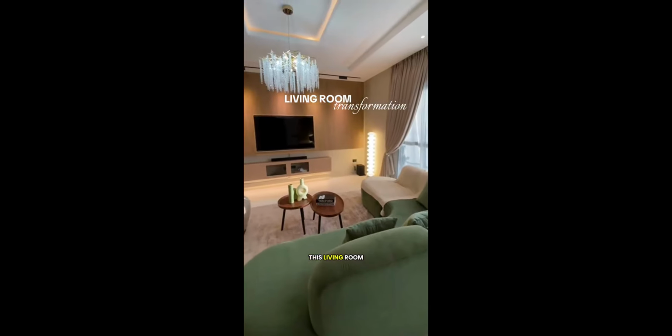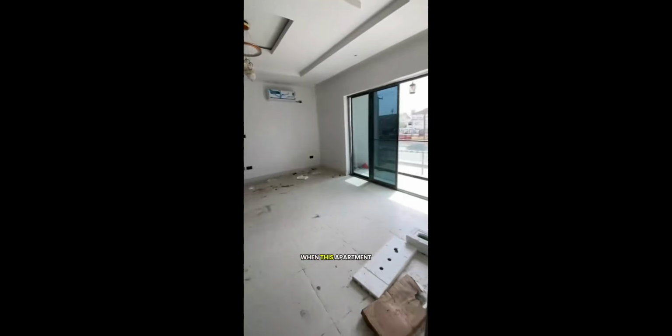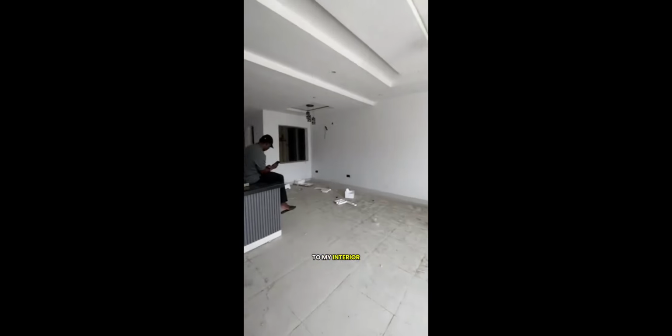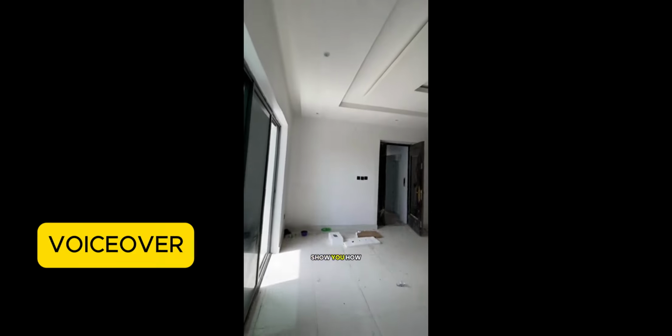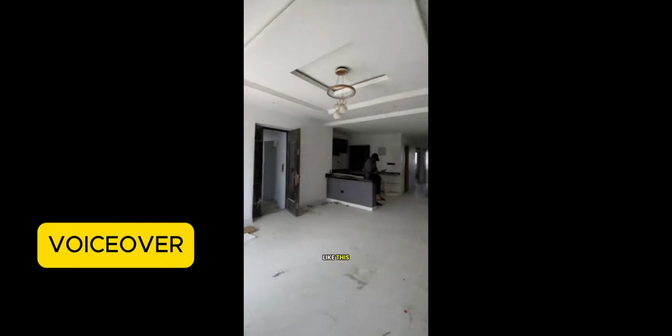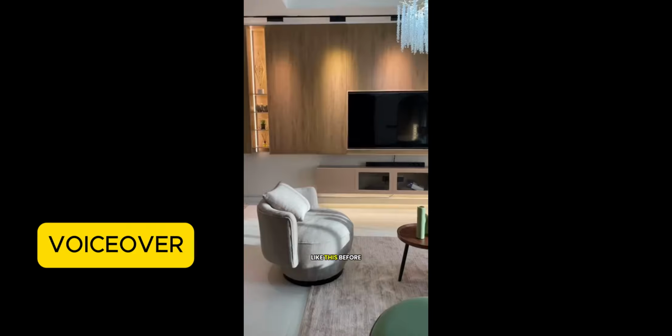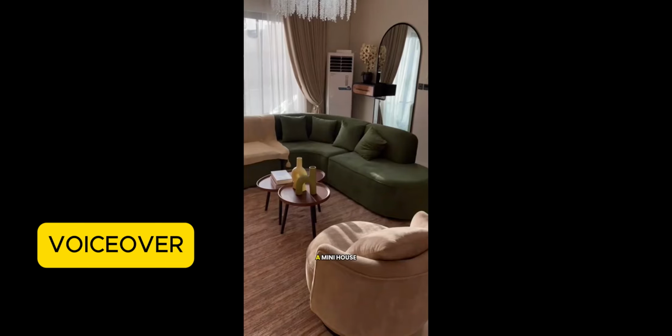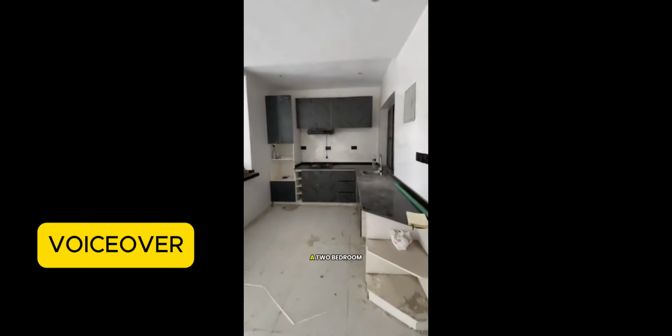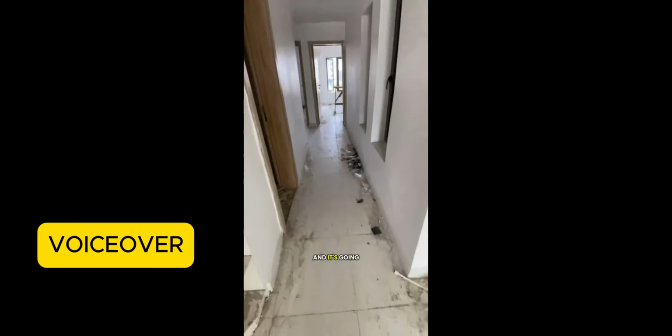This is what this living room looked like 5 weeks ago when this apartment was handed over to my interior design company. I'm going to show you how we transformed the space from looking like this to now looking like this. But before I do that, I would like to give you a mini house tour. So this is a 2-bedroom flat in Lekki, and it's going to be used as an Airbnb or for short-let purposes. So the apartment came completely empty, and we had the task to transform it to feel homely and cozy.